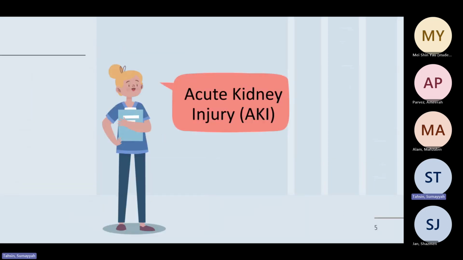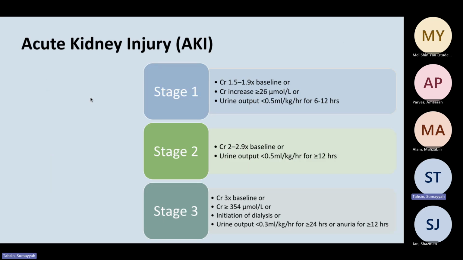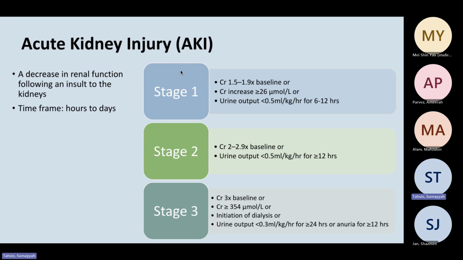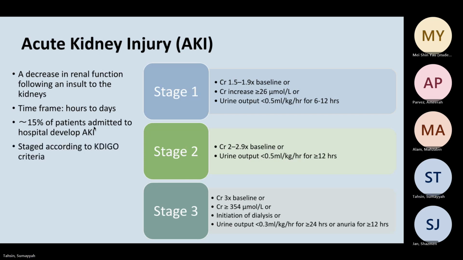So the first presentation, and probably the most common kidney presentation that you will see, is AKI. Now, AKI is defined as an acute drop in kidney function, and it's diagnosed by measuring the serum creatinine or the urine output. So it occurs in between hours to days, and around 15% of patients admitted to hospital develop an AKI.